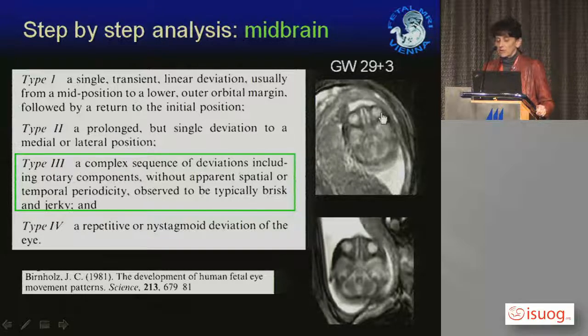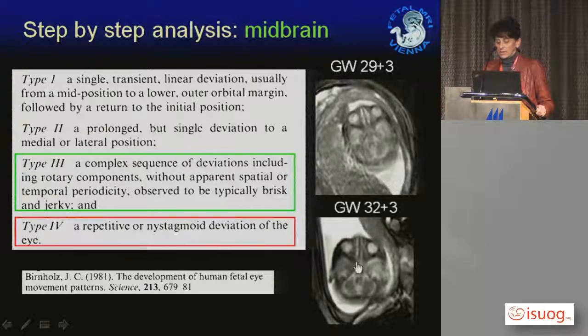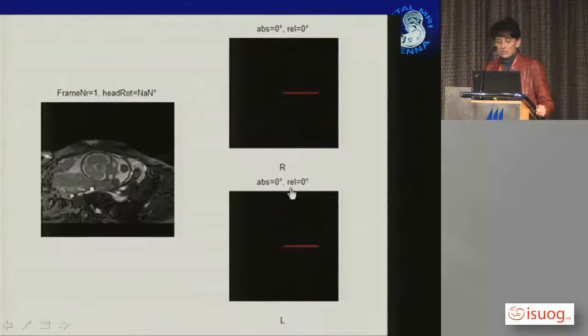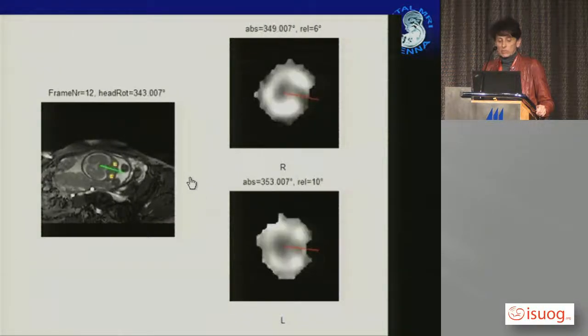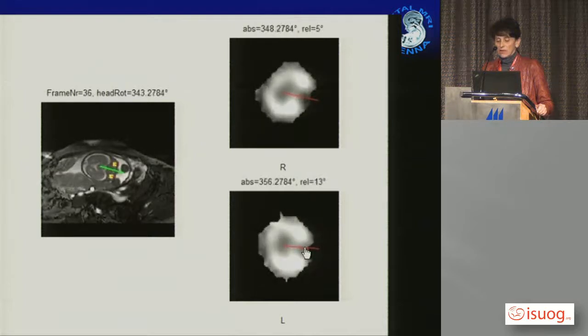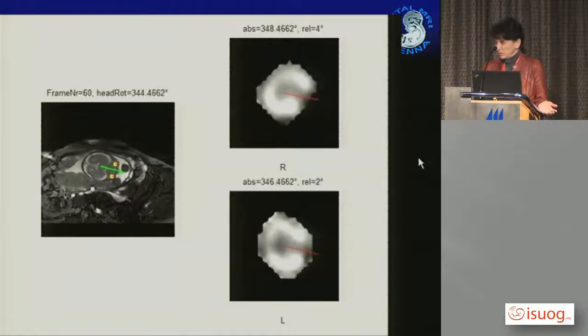Bernholz. Here you have those with the rotatory component, and here we have the nystagmoid movements. And then we went a step further and quantified these eye movements by a computerized method where we could calculate away the movements of the head and look at the movements of each eye separately. And then you will ask, you are sleeping already, I know. Why do they do that?